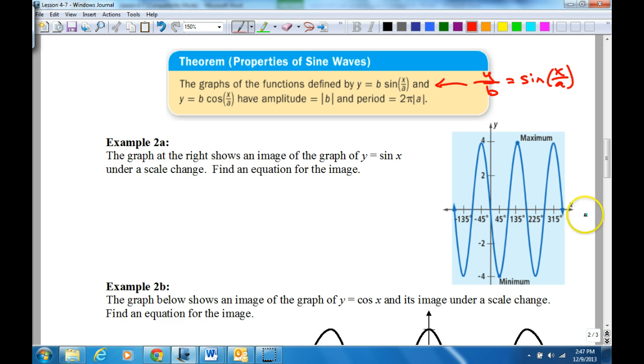So the graph at the right shows an image of the graph of y equals sine x under a scale change. Okay, so what's different on this? What's the amplitude on this? It's 4, right? Which means that is also equal to B. All right, what is the period on this?